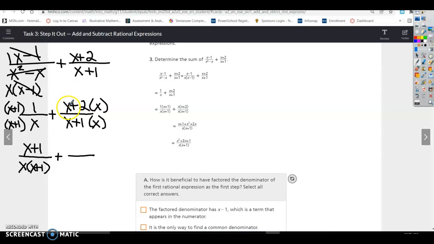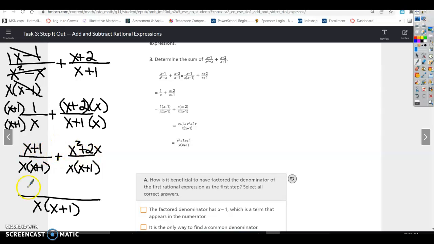All right, so now I have x times x is x squared. Think about this as being all together. You have to multiply all of that. So we're going to have x squared plus 2x. And then again, that's over x times x plus 1. Again, I just use the commutative property to put those together. Now I can see that I have one common denominator, x times x plus 1. So that means I can add my numerators.